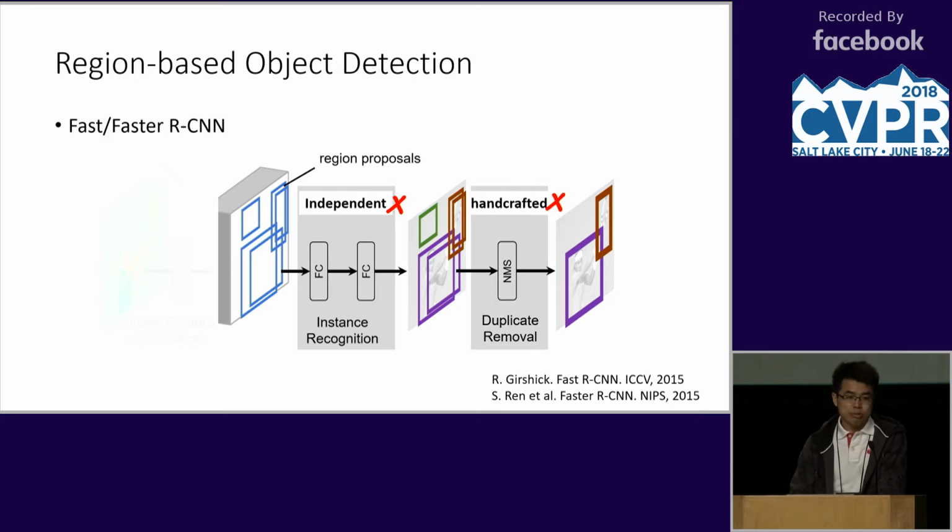Then we do duplicate removal. Why do we need this step? It's because in the previous step, any proposal with sufficient overlap with the ground truth is labeled positive. So for each ground truth object, we may get multiple detections. To produce exactly one detection for one ground truth, we need to do duplicate removal. For this step, non-maximum suppression is perhaps the most widely used method, which is handcrafted. We also believe this step is suboptimal because nowadays we almost always prefer learnable methods over handcrafted ones.